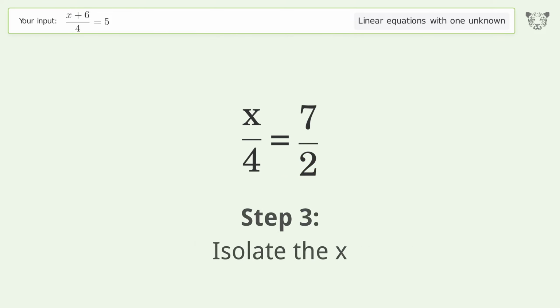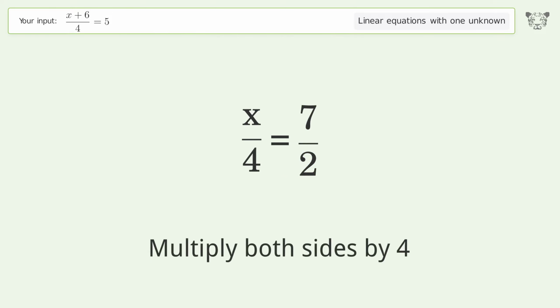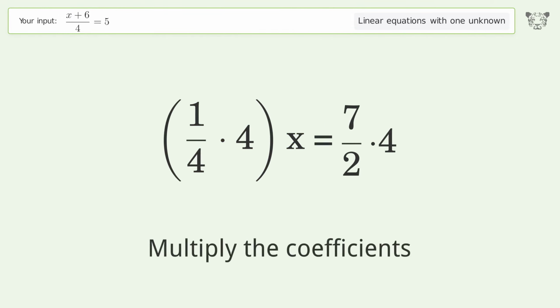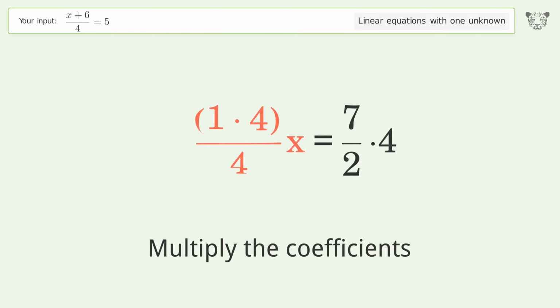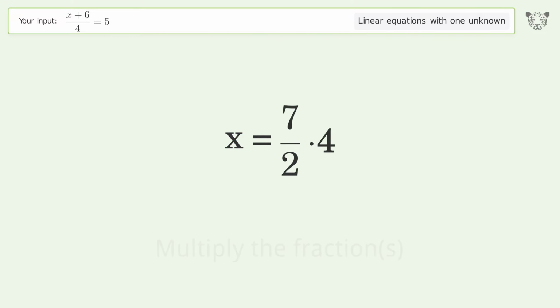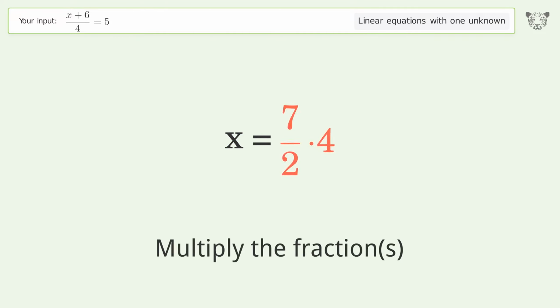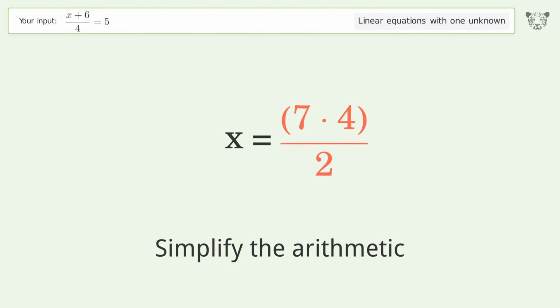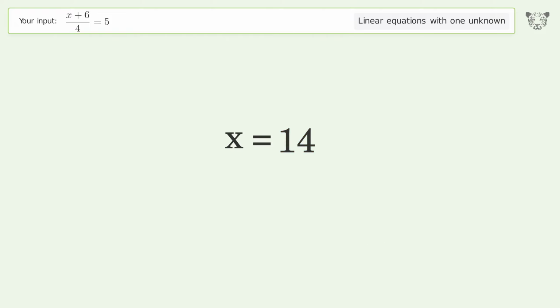Isolate the x. Multiply both sides by 4. Group like terms. Multiply the coefficients. Simplify the fraction. Multiply the fractions. Simplify the arithmetic. And so the final result is x equals 14.